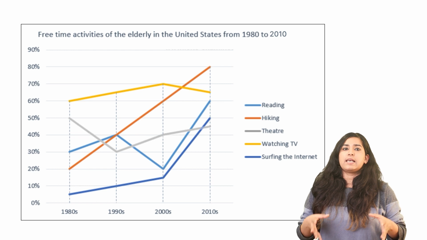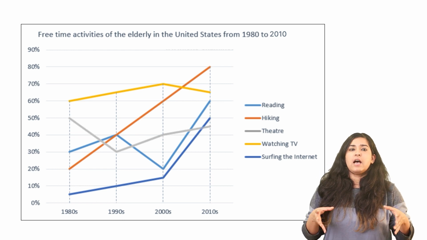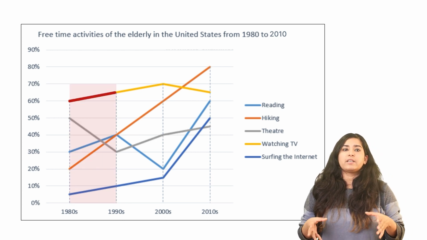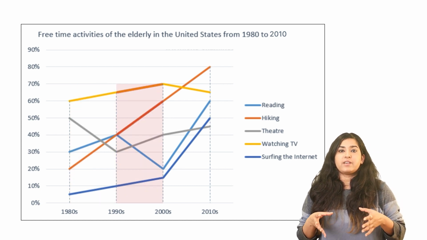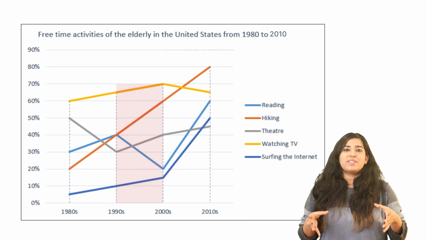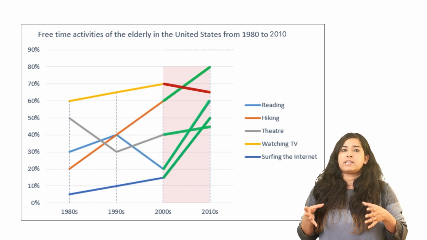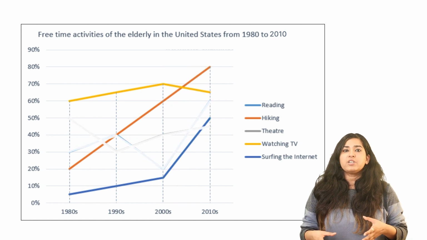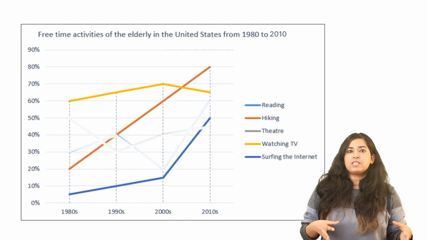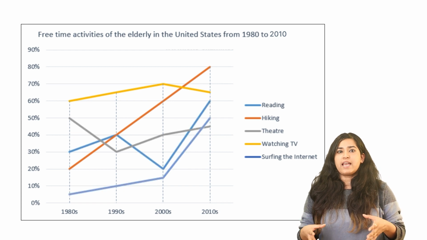For theater, it was less popular through the years. Decade-wise, most popular 1980 to 1990 was TV, 1990 to 2000 was TV and hiking, 2000 to 2010 there was an increase in all of them except for TV, which had declined. Reading and theater, sporadic, least popular at the start, surfing the net.